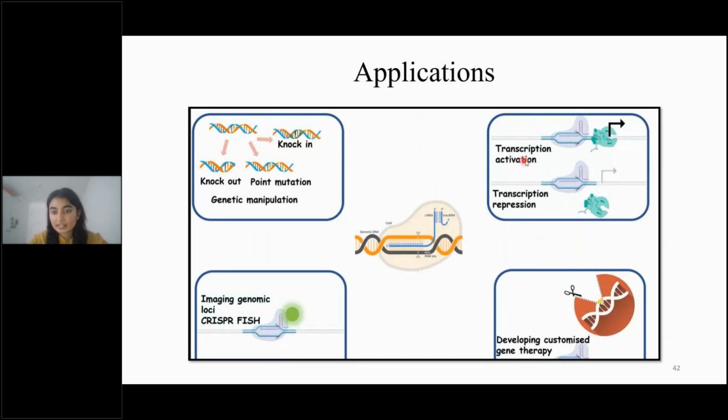If you want to activate a gene or repress a gene, or if you want to image something, you can use CRISPR. You can use guide RNA and Cas9 and place a fluorescent molecule like GFP on the guide RNA, and once it attaches to the DNA, it fluoresces and you will know that the gene is there. So you can do imaging also, using the experiment called CRISPR FISH. Then you can develop customized gene therapy for patients.